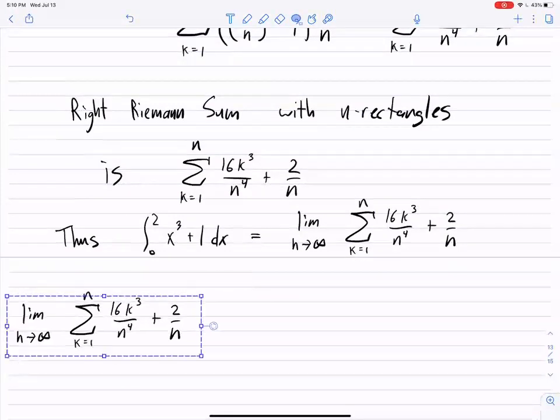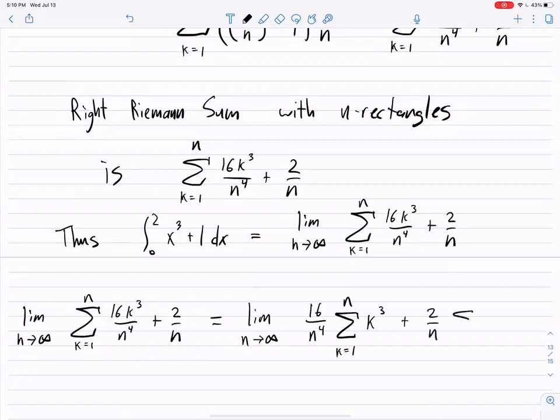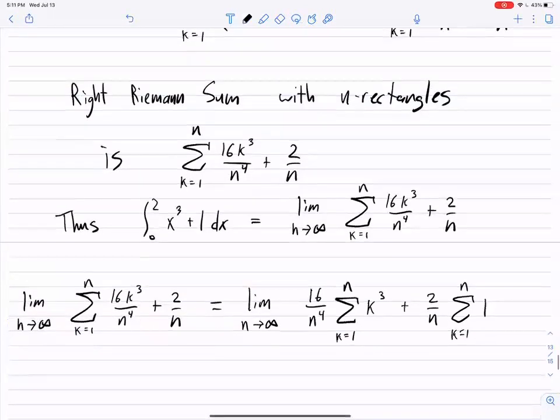So how are we going to simplify that? We're going to use sigma notation rules. And so this becomes the limit as n approaches infinity of 16 over n to the fourth, sum from k equals 1 to n of k cubed, and then plus 2 over n, sum from k equals 1 to n of 1.